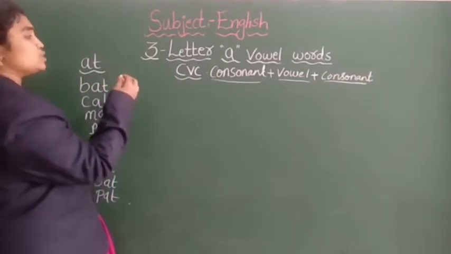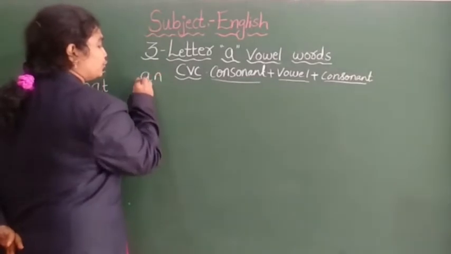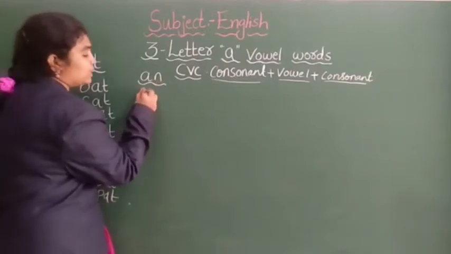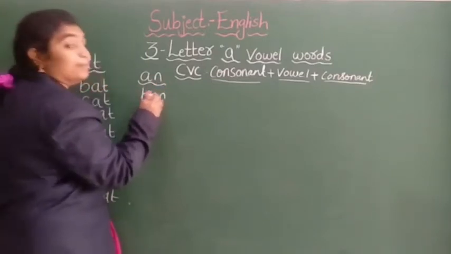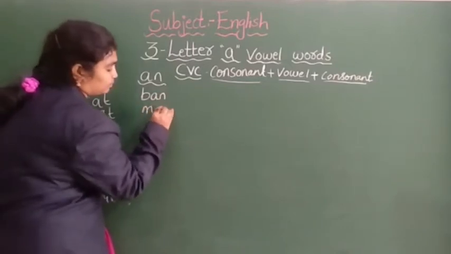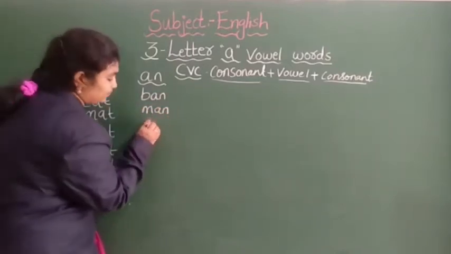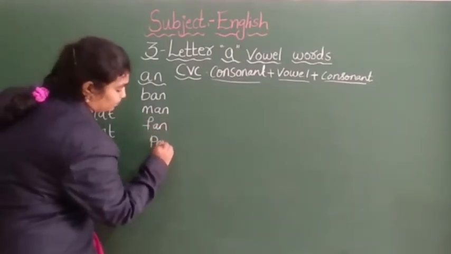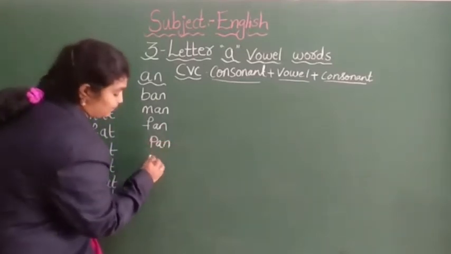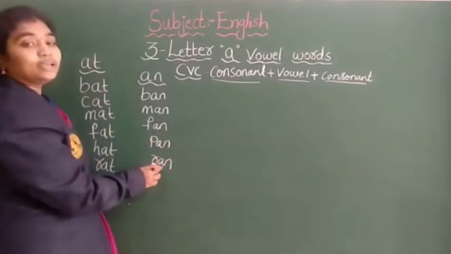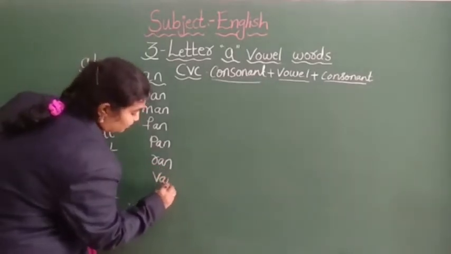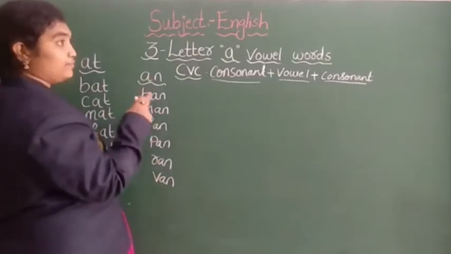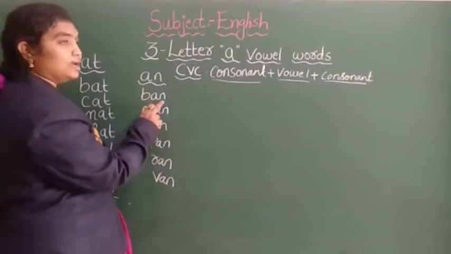So, let us do some more words. Now, AN words. Okay? A, N, AN. Look here, Nana. B-A-N ban, M-A-N man, F-A-N fan, P-A-N pan, R-A-N ran, V-A-N van. Okay children?